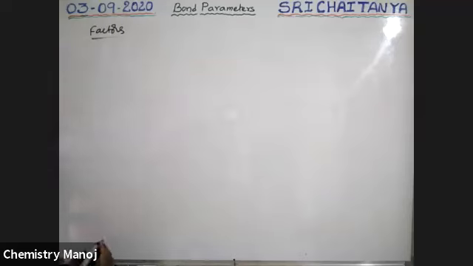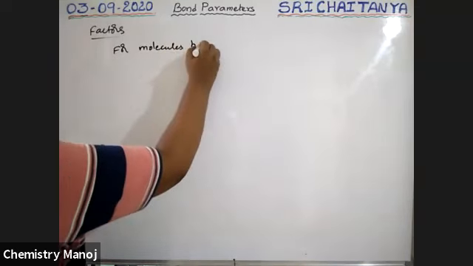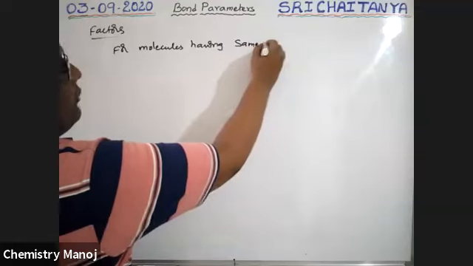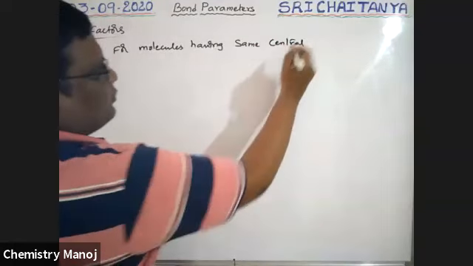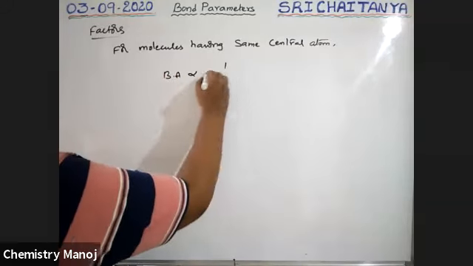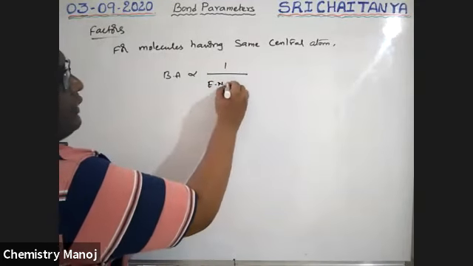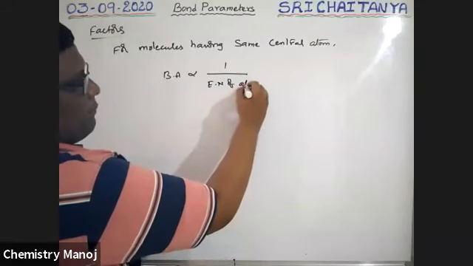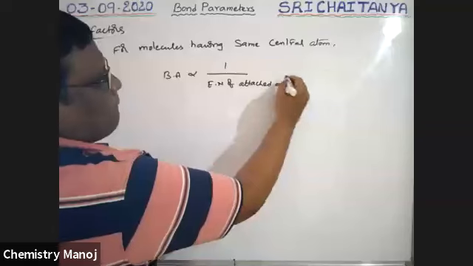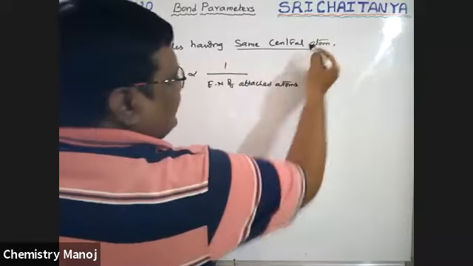That is for molecules having the same central atom but different attached atoms, bond angle is inversely proportional to the electronegativity of attached atoms, that is, the surrounding atoms. So boys, the same central atom is there, but the attached atoms are different.